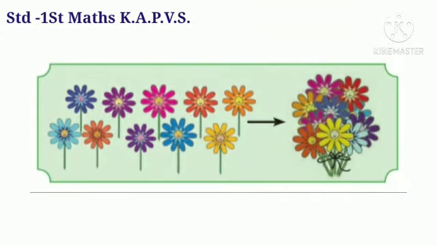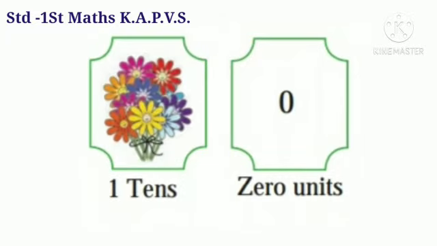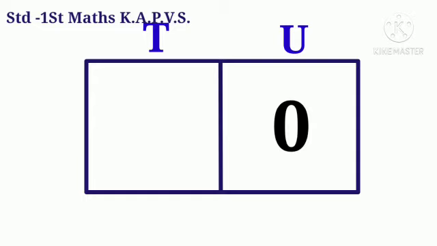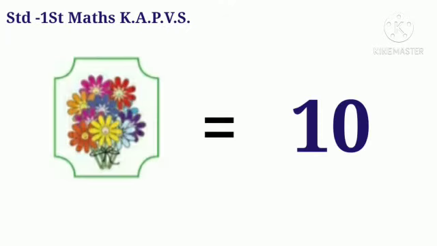Now look at the example. There are 10 flowers. We make a bunch of them. It becomes 1 ten. When we make 1 ten, there are 0 units because 1 bundle is made from 10 units. So 0 is written in units place and 1 is written in tens place. 1 bundle on the left side is a 10. A 10 means a bundle of 10 units or singles.